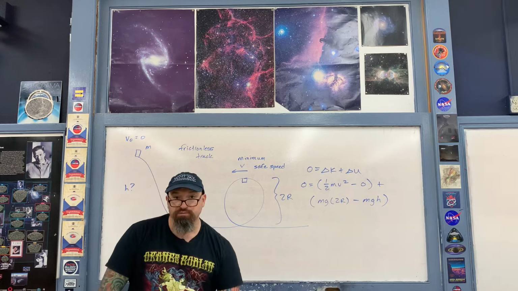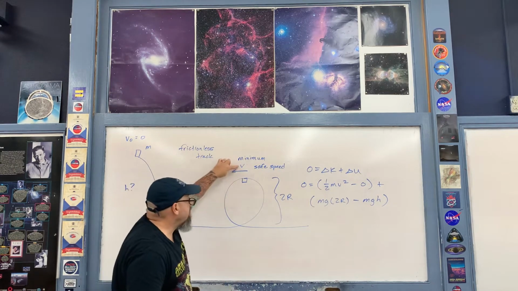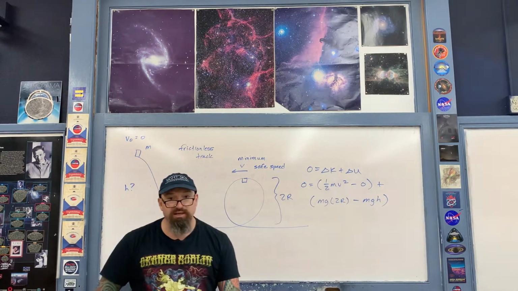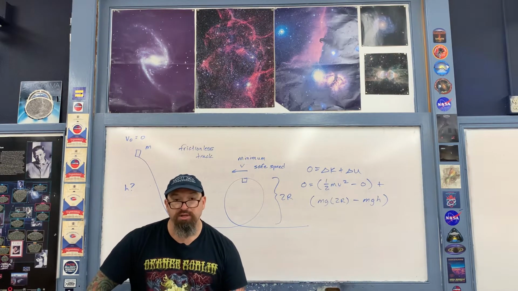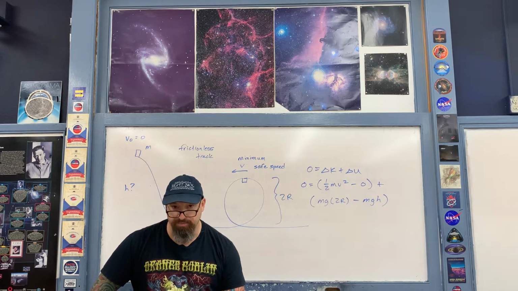So what do we do from here? Well, we can actually calculate what the minimum safe speed is by going back, for example, into our unit on centripetal force. So now let's take a look at the forces acting on the roller coaster cart at the top of the upside down loop.